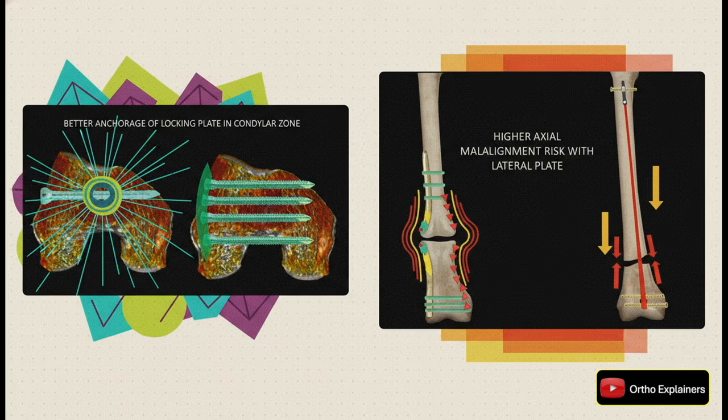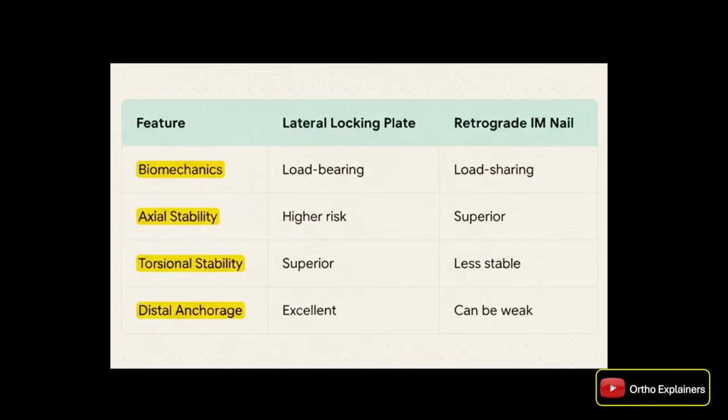That's the core dilemma. So let's just break it down with this table. The plate is load-bearing. The nail is load-sharing. The plate is at higher risk for varus collapse, while the nail gives you superior axial alignment. But on the flip side, the plate gives you better torsional stability and a fantastic grip on that distal bone, which can be a problem for the nail. So you see the trade-offs.